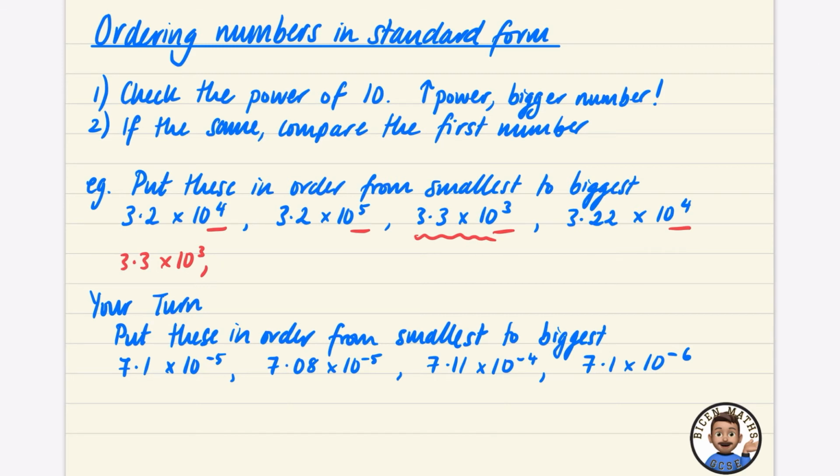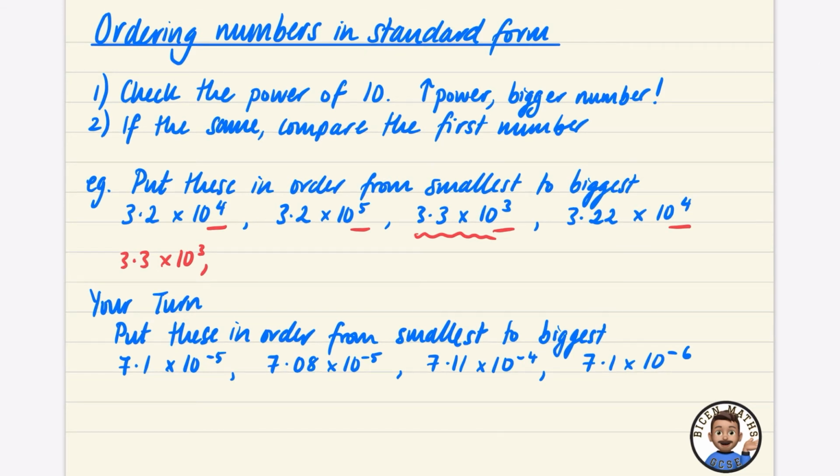Now the next ones are power of 4. This one has a power of 4 and this one has a power of 4. So if they are the same power, just compare the first number. So we need to decide which is smaller, 3.2 or 3.22. And obviously 3.2 is smaller. So 3.2 times 10 to the 4 would be our next smallest. And then 3.22 times 10 to the power of 4 would be our next smallest, meaning that the biggest one is 3.2 times 10 to the 5, because that 10 to the power of 5 is the biggest that we've got in the list.